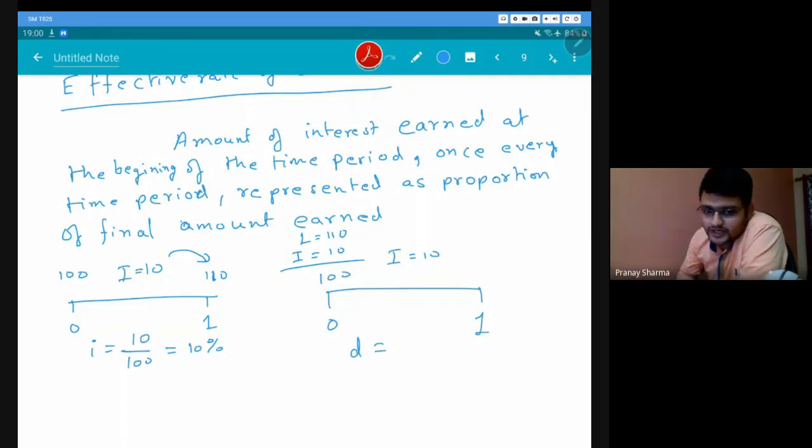Would you return 110 or would you return 100? You would return 110 rupees. Why? Because interest was given at the beginning of the year. So some people might say, why not 100 then? Because the actual loan was of 110 rupees. I gave you a loan of 110 rupees, so you will return me 110 rupees because I took the interest at the beginning.